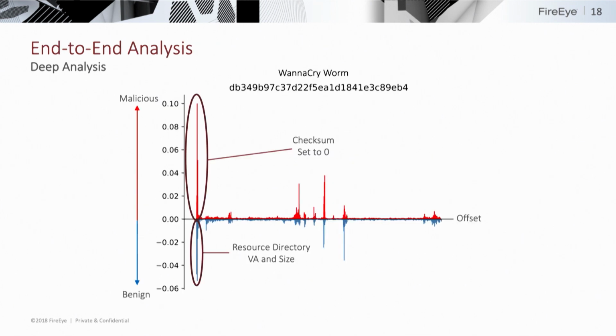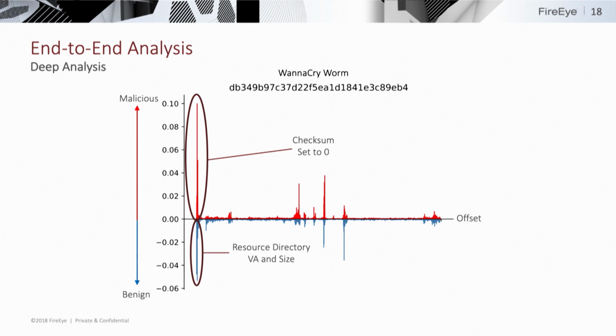Now, to wrap up this section, and we'll get back to this specific example in a little bit, I just want to show the results of the end-to-end analysis to give you a counterpoint to some of that. Here, on the x-axis are the file offsets. On the y-axis, the more positive, the more that particular byte segment is pushing the model to a malicious decision, whereas more negative is for a more benign decision. And this is for the WannaCry worm.